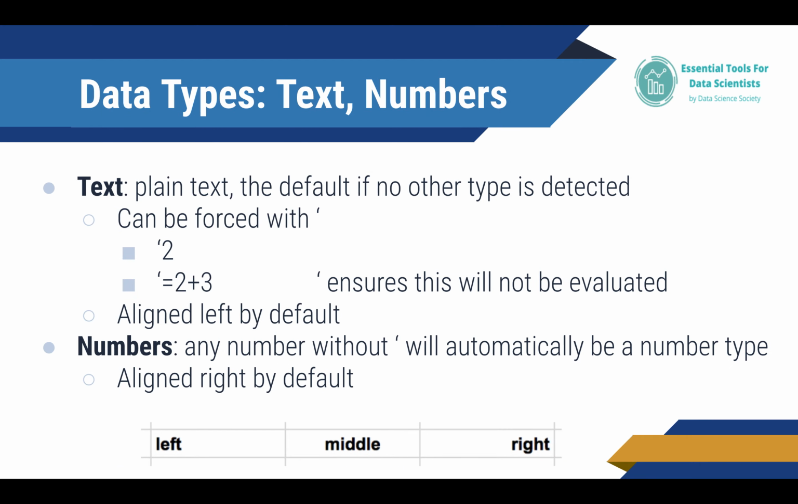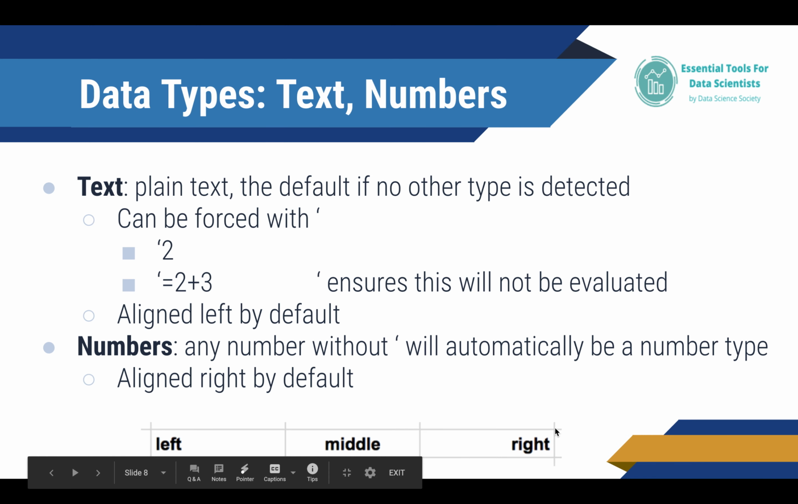So data types. The first would be text. This would be plain text. It is the default if no other type is detected. You can also force text with an apostrophe. For example, 2 would usually be recognized as a number, but if we put an apostrophe in front of it, it will be evaluated like text. It will act like text. So if we put an apostrophe in front of a formula, like equals 2 plus 3, when we enter that into the cell will display equals 2 plus 3 instead of doing the calculation and displaying 5. Text is aligned left by default, which we don't really care about, but for educational purposes, you can see what I mean by this graphic on the bottom.